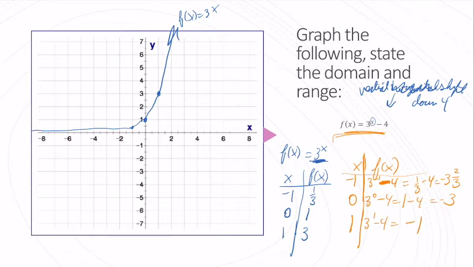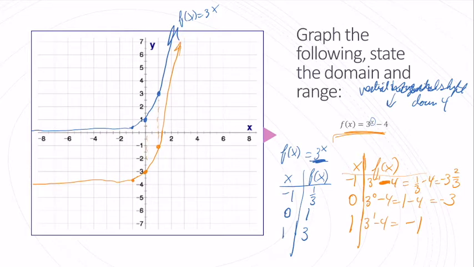I have when x is -1, y is -3 and 2/3. When x is 0, y is -3. And when x is 1, y is -1. Here's my new function. It's been shifted down 4.